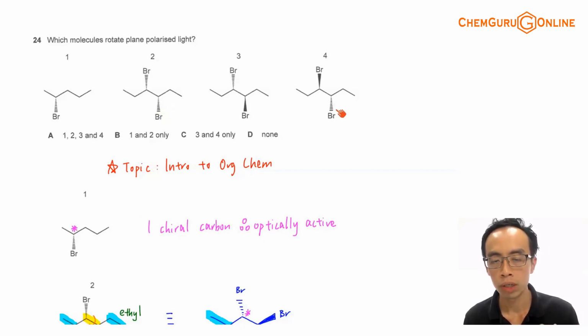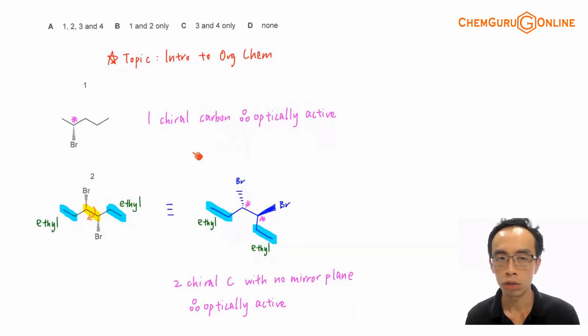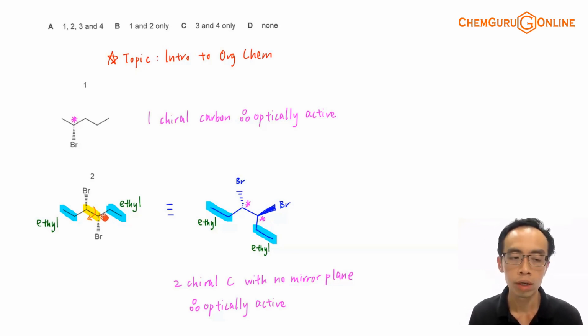Now involving number 2, number 3, number 4, we will have to do some rotation of a bond, because you notice if I consider compound number 2, for example, I actually have 2 chiral carbons. So this carbon that is bonded to bromine is chiral, bonded to 4 different groups: a bromine, a hidden hydrogen, an ethyl group, and the neighboring carbon. Now the other carbon is also the same, bonded to the same 4 groups, and therefore the carbon is also chiral.